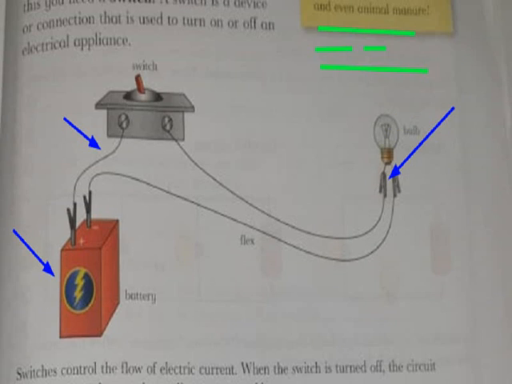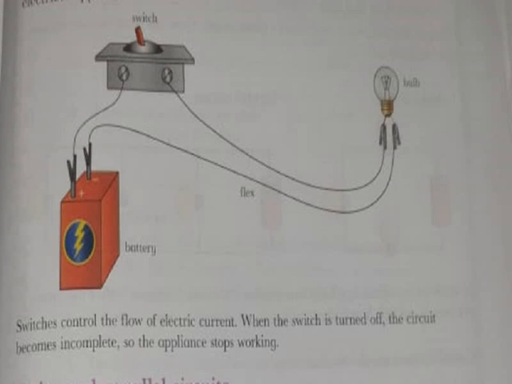Now we were reading about switches. The switches control the flow of electric current. When the switch is turned off, the circuit becomes incomplete. So the appliance stops working. See, when I turn off the switch, what will happen? I am going to make a gap here. If we have a gap here, it means electricity does not have a complete path, and no electricity will flow, and that is why we call the circuit incomplete.